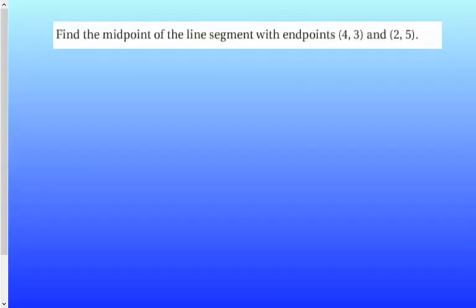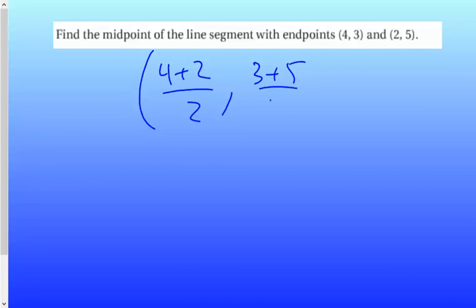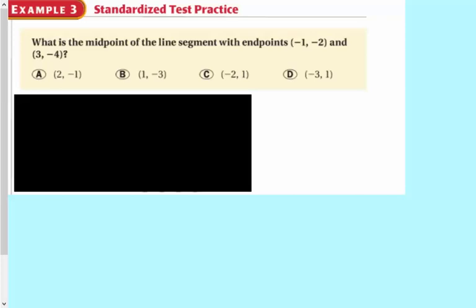So we have 4, 3, and 2, 5. What we're going to do is take the two x values, add them up, divide by 2. Take the two y values, add them up, divide by 2. Simplify. The midpoint is a point, and so you need to write it as an ordered pair. 6 divided by 2 is 3, and 8 divided by 2 is 4. It's probably pretty quick, pretty simple.